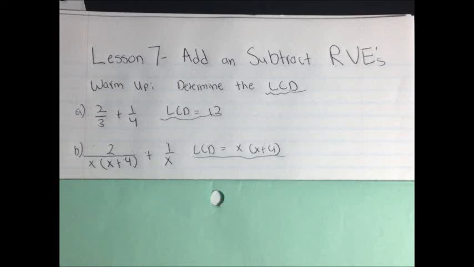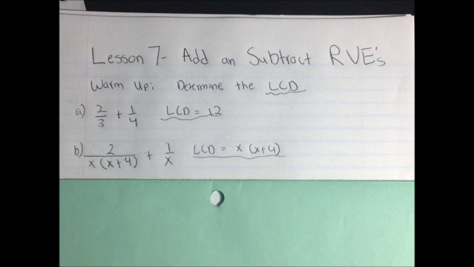Okay, so this is lesson 7, add and subtract rational variable expressions. So far this unit we covered exponent rules, introduction to rational functions, we talked about the transformations, then we started to talk about rational variable expressions, we learned how to simplify them. Recently we did multiplying and dividing, and this is the last lesson on how to add and subtract.